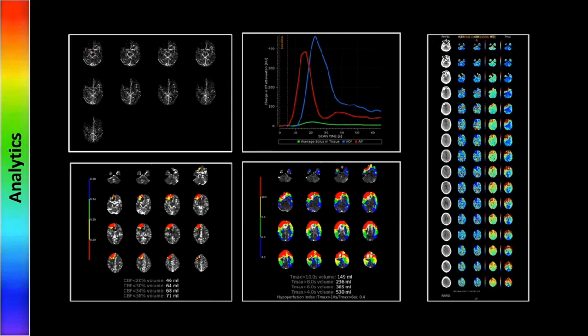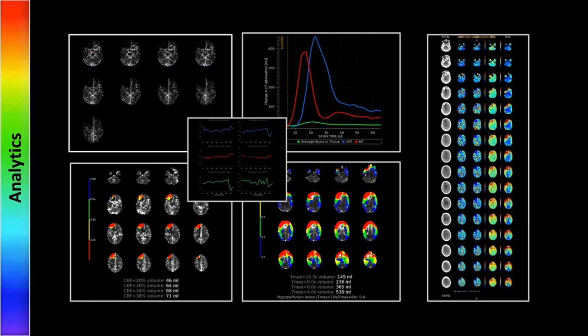So again, we have the AIF and VOF indicators and our time versus enhancement graphs. And then we have a CBF plotted according to thresholds, which shows the core infarct in the right frontal region. And then our Tmax, which again is showing that crossover, that potential involvement of the left frontal region. You can see on the strip to the far right that really only the right frontal region is involved on the CT images for this patient.